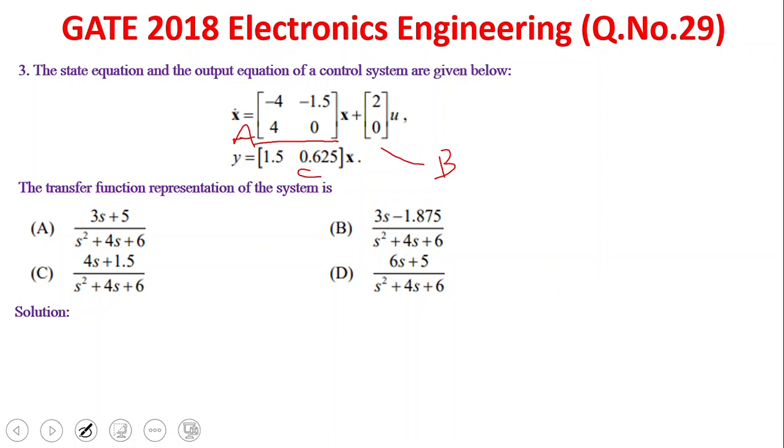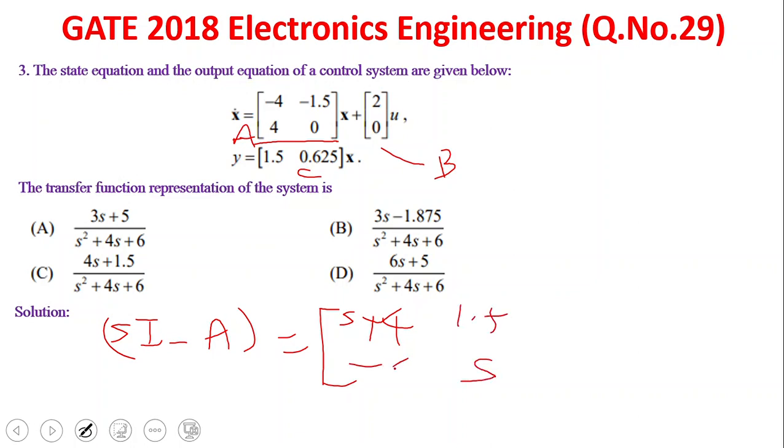Therefore, first we have to find out sI minus A. So sI minus A is s plus 4, s, 1.5 minus 4, that's all. s plus 4, s, 1.5 minus 4. So for this we have to find the inverse. So to find (sI minus A) inverse, first we need the adjoint of sI minus A.